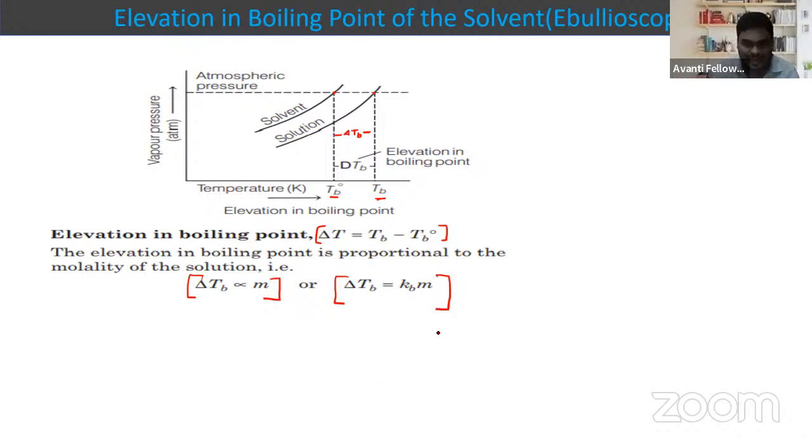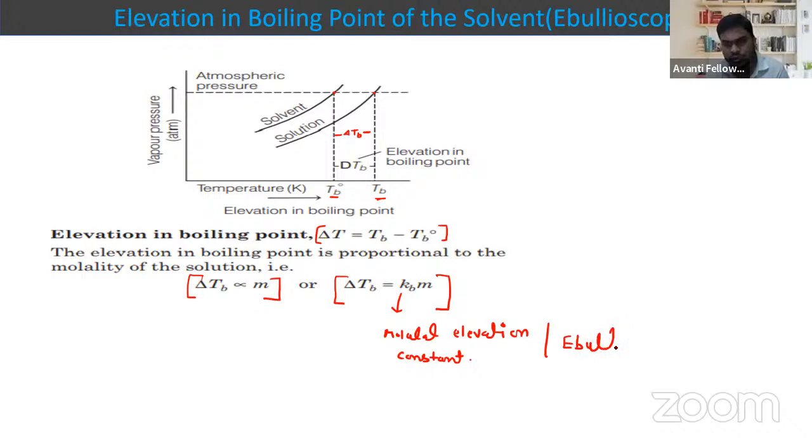Okay, so here let me explain this term. Kb is known as the molal elevation constant, also known as the ebullioscopic constant.